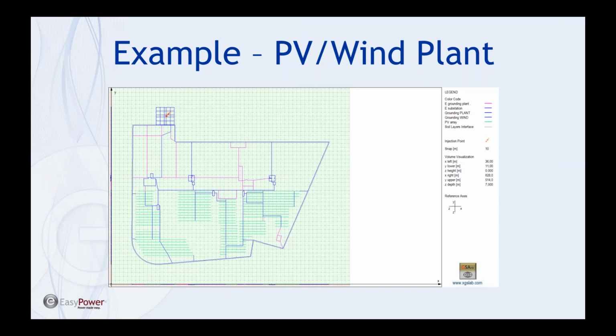Another example to show something slightly more complicated is for a PV/wind plant. Up in the top left corner, you can see where the fault is applied at probably the project substation, and then throughout the model, you can see the pink and the blue and the green conductors represent different grounding conductors connecting to different things throughout the site. And this is quite a large site. So in this case, we're likely to see ground potential rise differences throughout the site due to the impedance of the conductors.